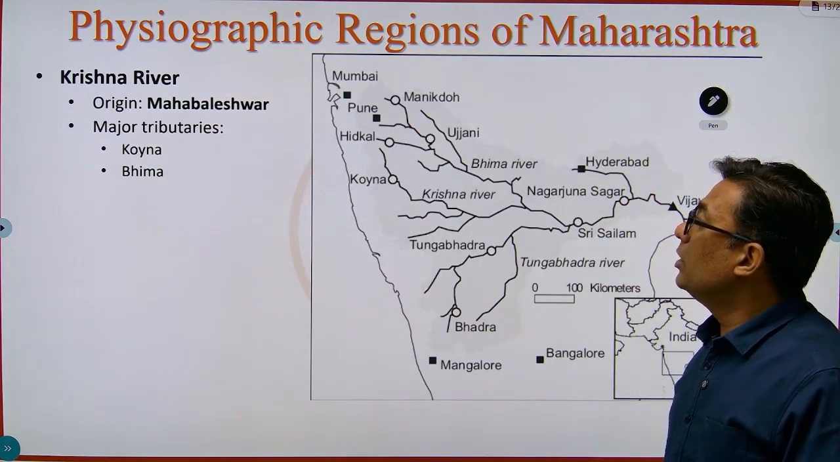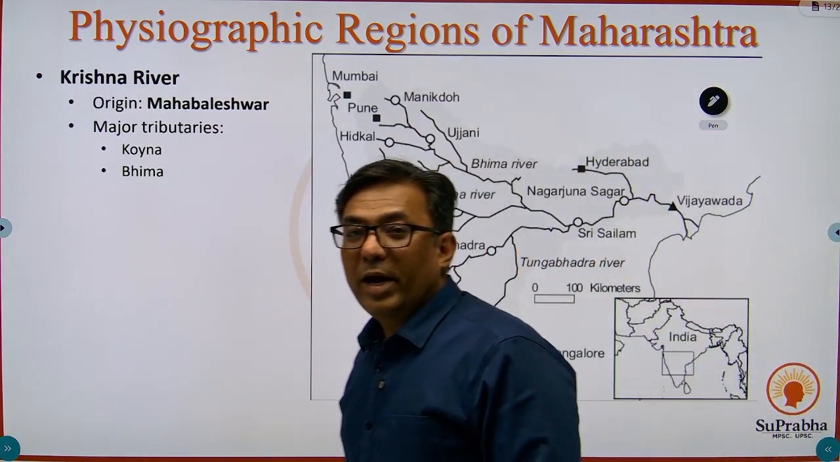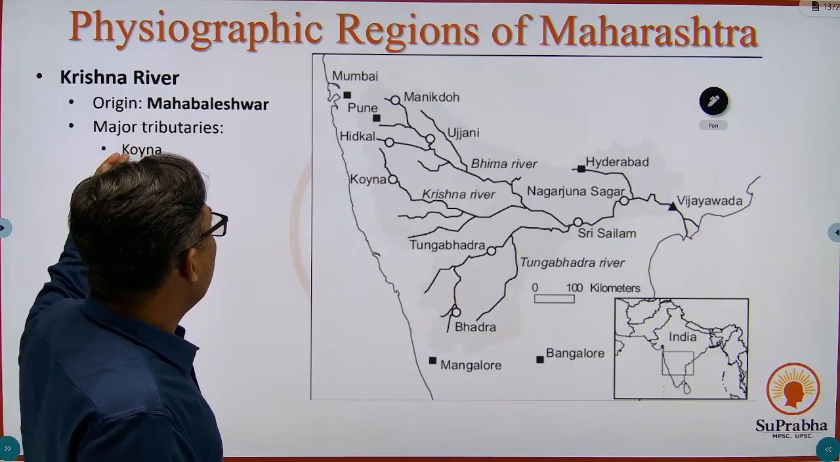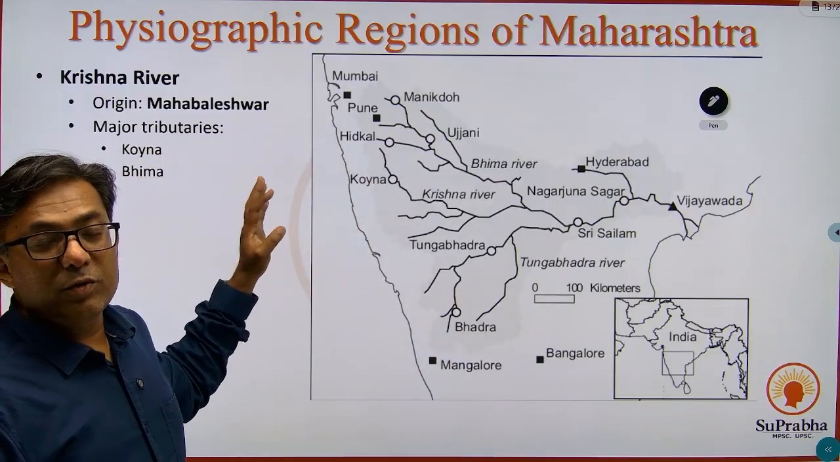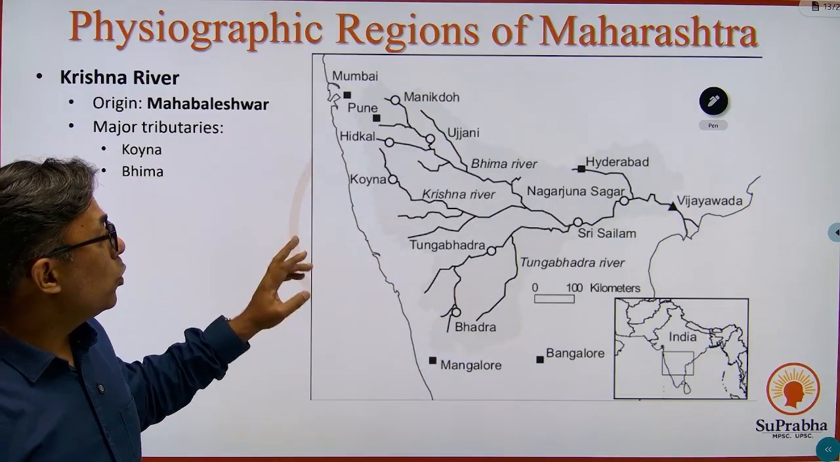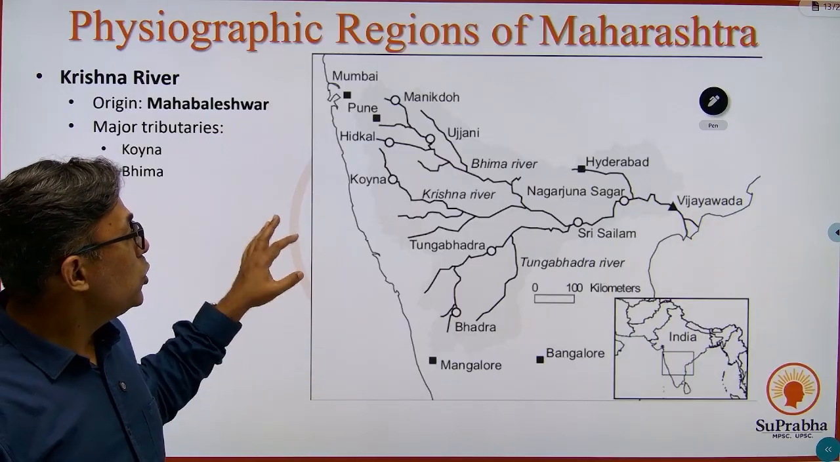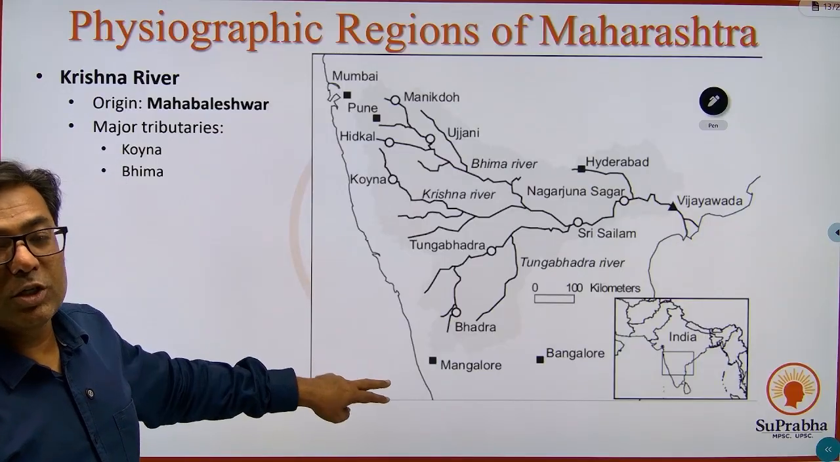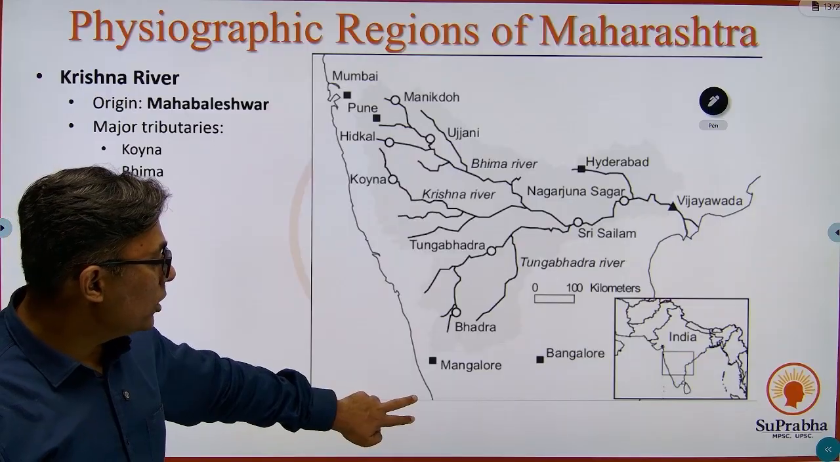Then the Krishna River originates in Mahabaleshwar, and some of the major tributaries are the Koyna and Bhima. Again, one of the major rivers of Maharashtra which originates in the Western Ghats. So these two rivers are the prominent rivers which originate in the Western Ghats. There are many minor rivers also which originate in the Western Ghats.